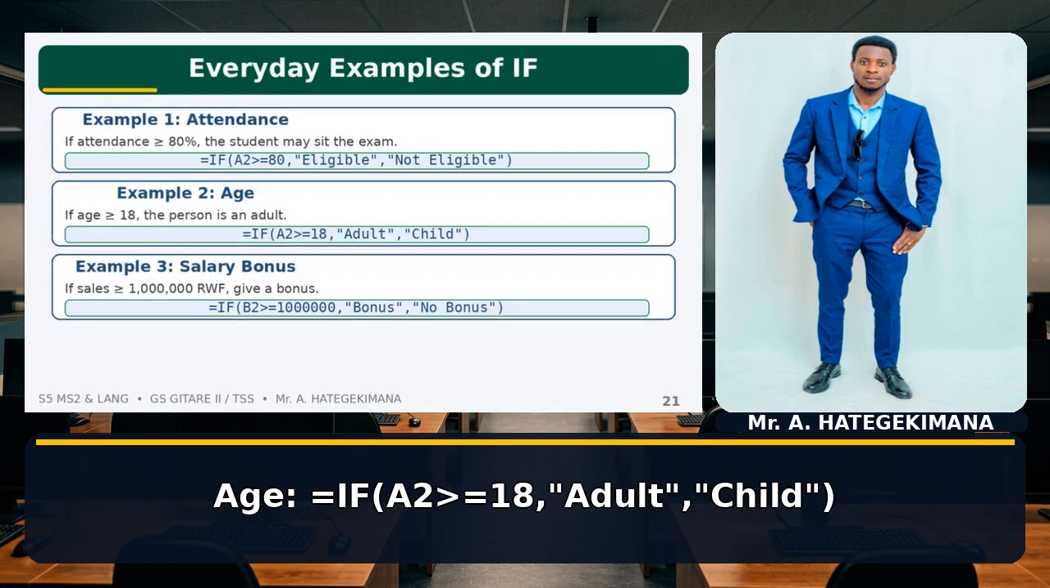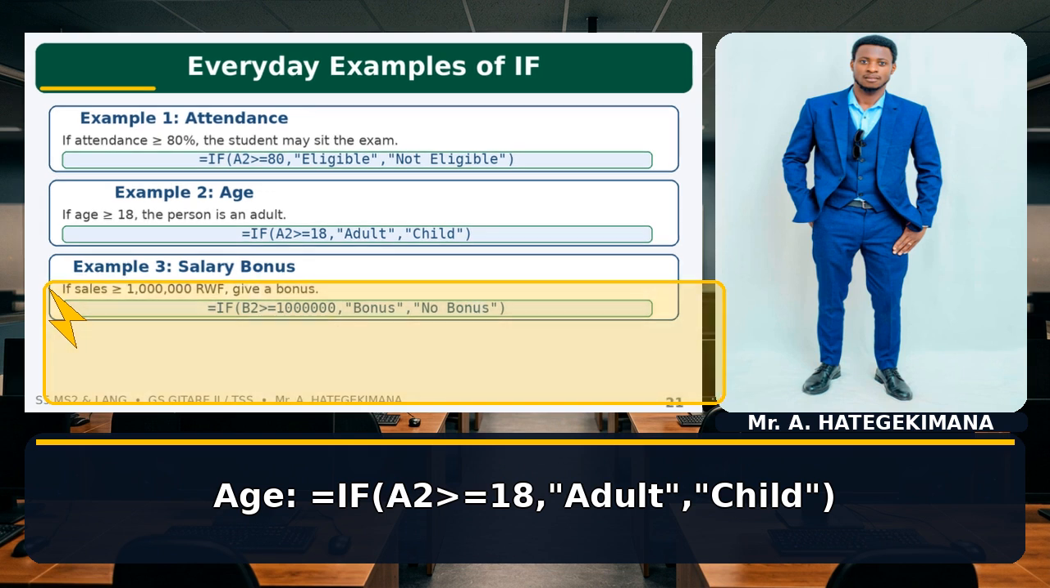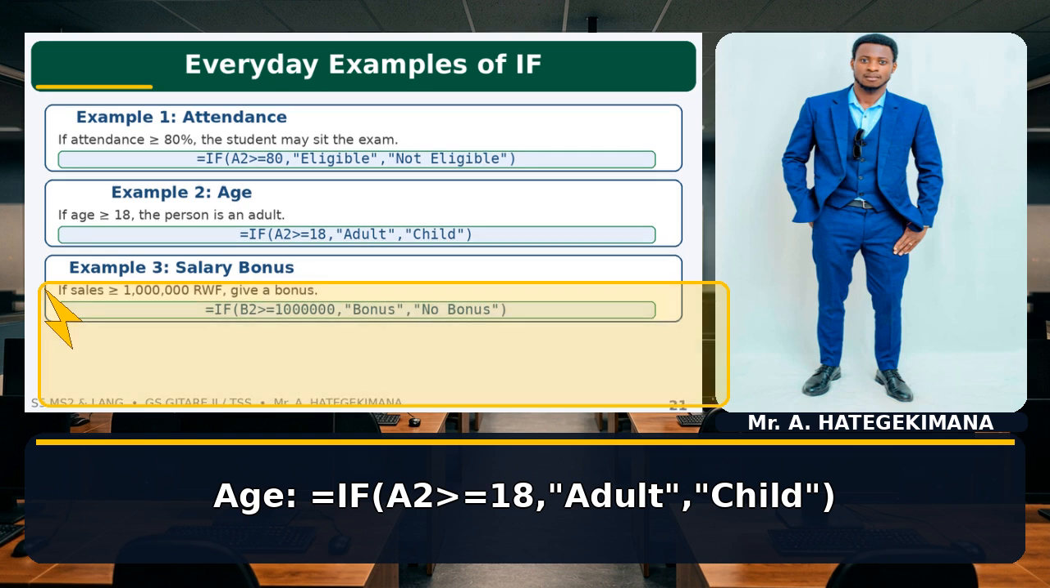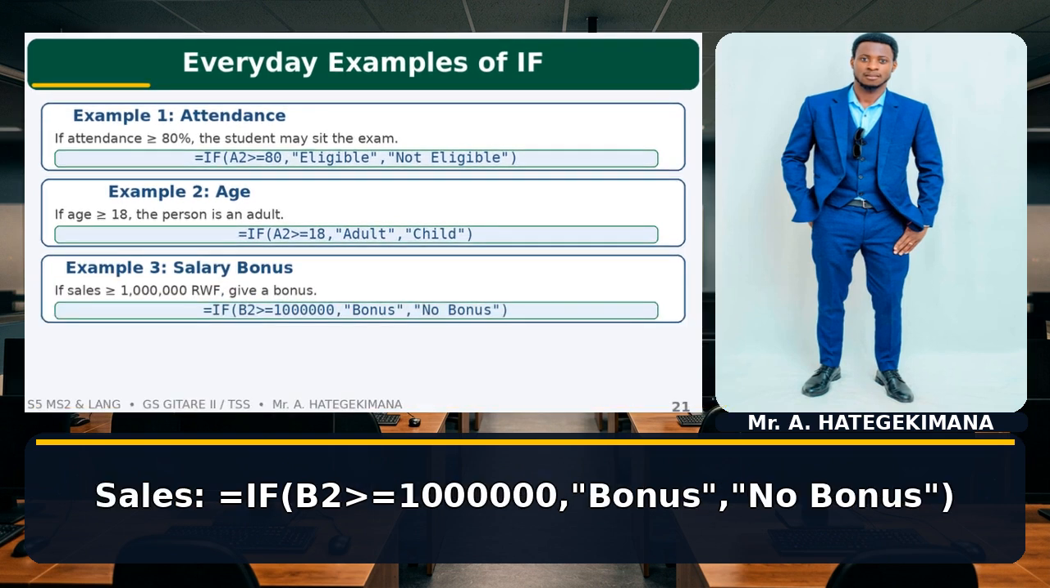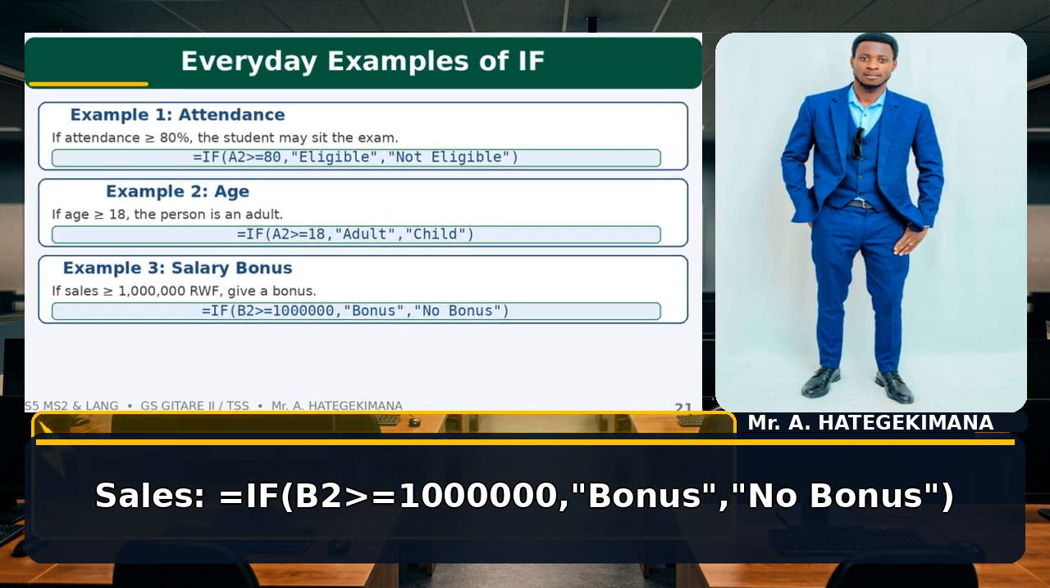Second, age. If a person's age is 18 or above, that person is an adult. The formula is equals if A2 greater than or equal to 18, adult, or child. Third, salary bonus. If sales are 1 million RWF or more, give a bonus. The formula is equals if B2 greater than or equal to 1 million, bonus, or no bonus. You see, the if function makes decisions for us in real life.